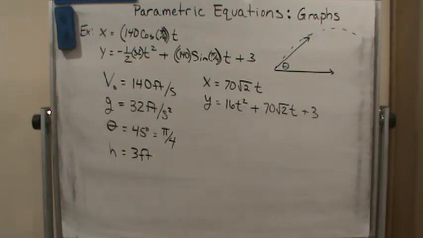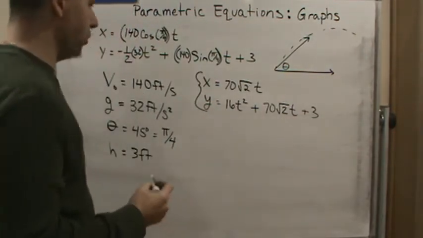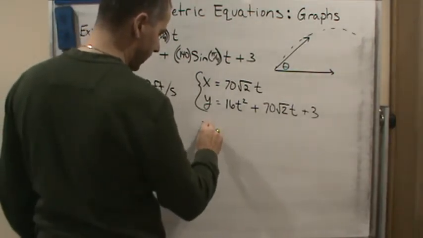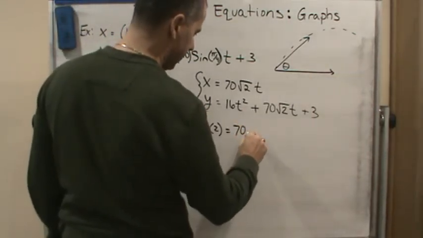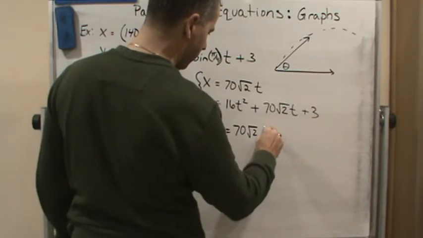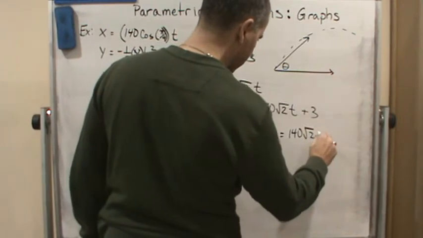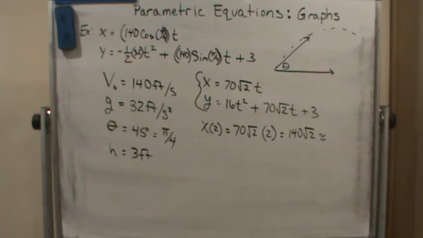Okay, so now, the next part says, where is the ball after 2 seconds? Well, now it's just a plug and chug problem. Okay, so now that we've got these two, now all we have to do is plug in 2 for t. And so, x of 2 is going to equal 70 times the square root of 2 times 2, which is just going to be 140 times the square root of 2, which is going to give approximately, what? 198 feet.